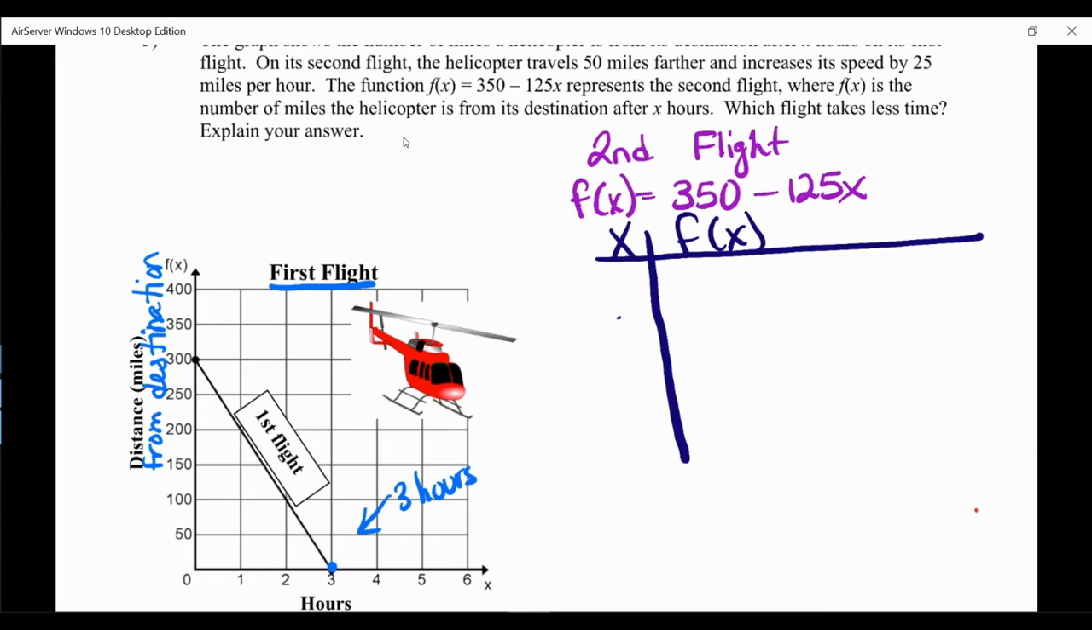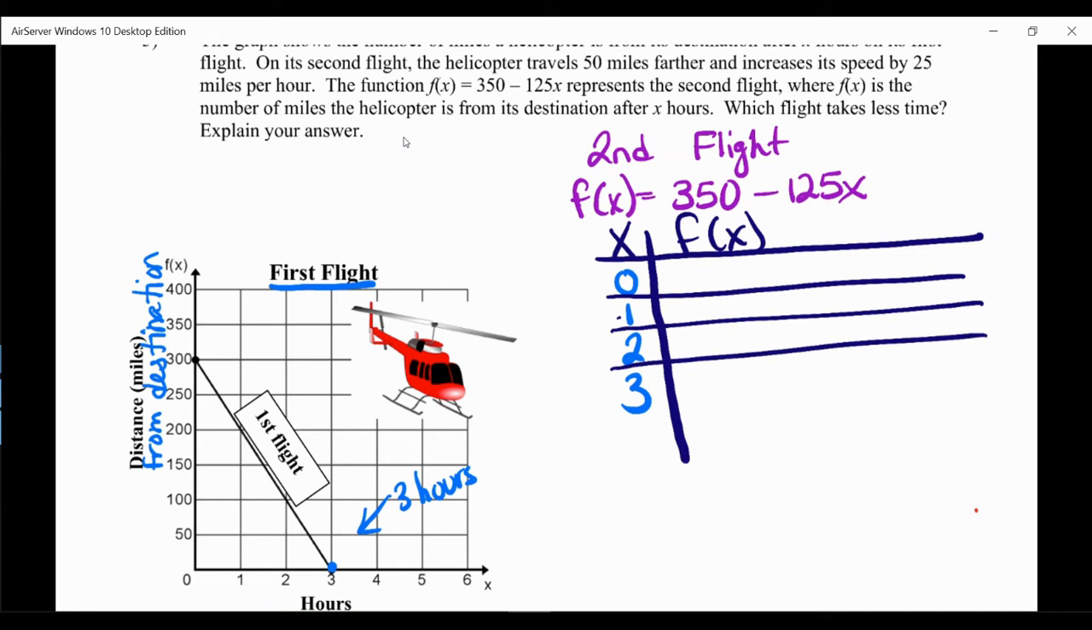That's our y column. For the first flight graph, let's use the values 0, 1, 2, 3, because that's what was used on the first flight as well. It will be nice to compare using those values. So now we want to evaluate this function for this given domain. When x equals 0, how far are you from the destination? When you traveled 1 hour, how far are you from the destination? 2 hours, 3 hours. And we'll compare.